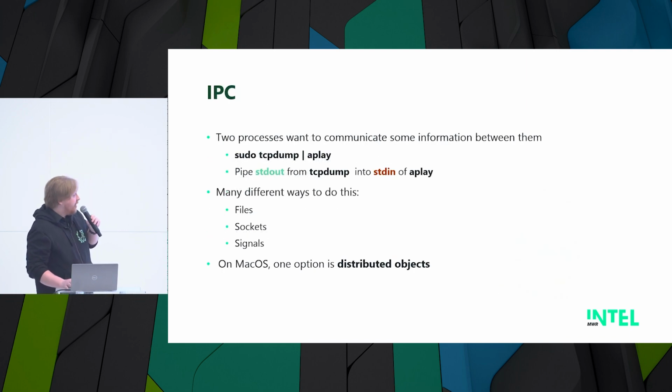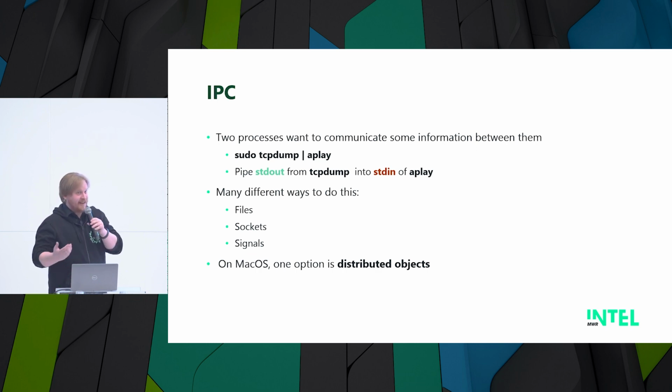So just a bit of background for what IPC actually is. This is typically used whenever you want two processes to communicate with each other. You can think of our operating systems as really bags of processes communicating with each other all the time, right? So without IPC, our machines would be fairly useless. A party trick example would be using something like tcpdump and piping the output of that into aplay, which will make a bunch of beeps and bops depending on what's happening on your network. So there are different ways to do this: you have files, sockets, and signals. But on macOS, this particular mechanism is called distributed objects.